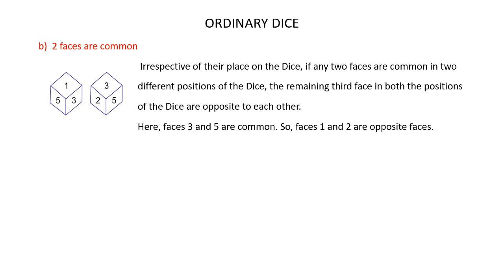Let's understand this rule with the help of this example. Here you can see two positions of an ordinary dice. As you can see here, two faces are common in both these positions. That is, here faces 3 and 5 are common in both the positions. Now, the remaining third face in both these positions is 1 and 2. So, faces 1 and 2 are opposite faces. Now remember this rule because this is going to help you while solving problems on ordinary dice where in two positions of dice you have two common faces.